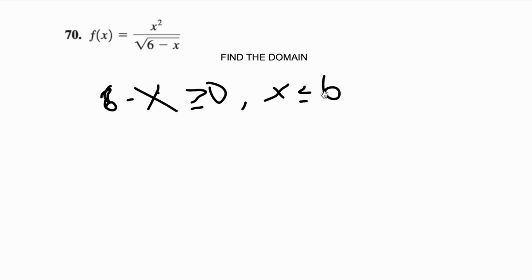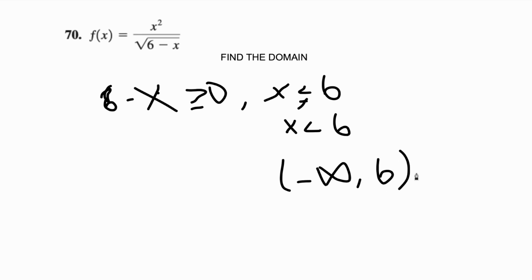However, we also need to make sure that 6 minus x is not 0 because it's in the denominator for a rational function definition. So that means we have to remove the equal to sign. So it just becomes x less than 6. So x must be less than 6, but can be any number up to, but not including, 6. This is to keep 6 minus x positive and avoid division by 0. So for interval notation, this would be negative infinity comma 6, and it would be parentheses because it cannot equal 6.